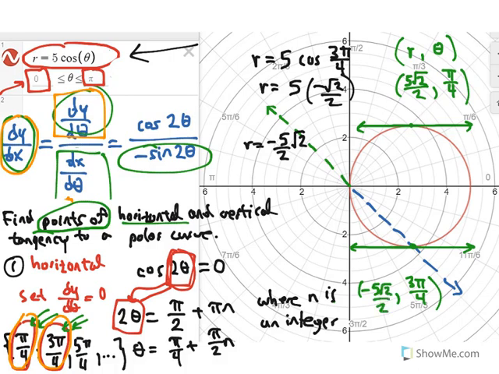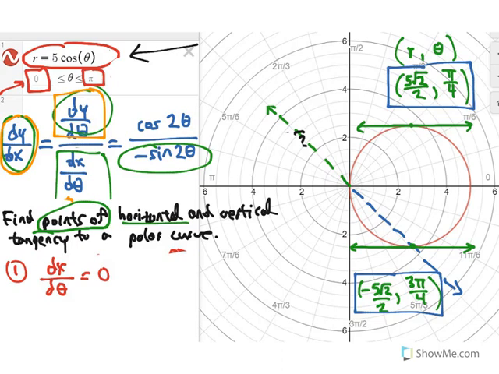Find points of horizontal and vertical tangency to our polar curve. So we have found our points of horizontal tangency, and we express the coordinates of our points in polar coordinates. So how do you find points of vertical tangency? You begin by setting dx d theta equal to 0. So we have negative sine of 2 theta.